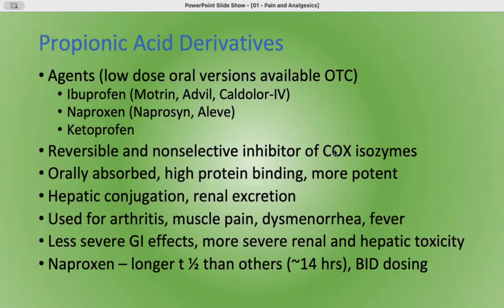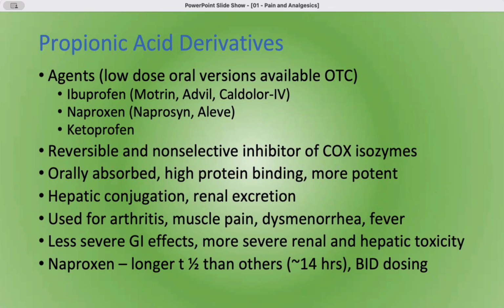All right, next group of NSAIDs are the propionic acid derivatives. They have the PRO in their generic name: ibuprofen, naproxen, and ketoprofen. They all happen to be available as over-the-counter drugs, so obviously very widely used, relatively safe in therapeutic doses. These NSAIDs are reversible, non-selective inhibitors of COX, and obviously are absorbed orally. There is an IV version of ibuprofen, again, used more in surgical situations.